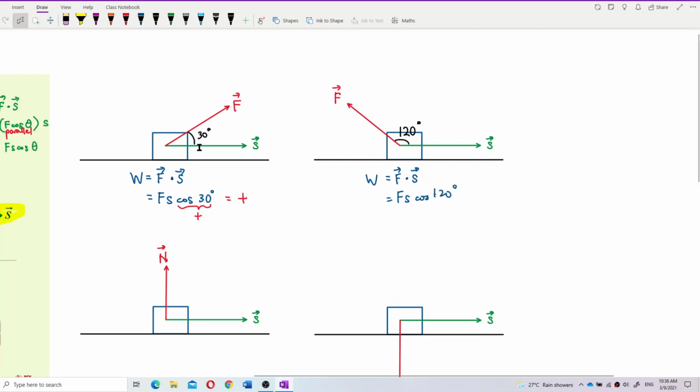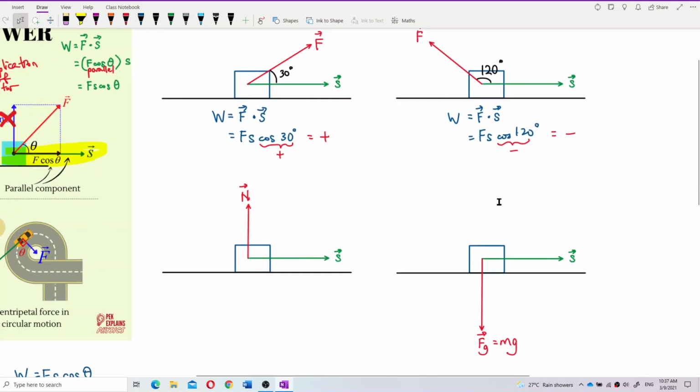So, if the angle is 30 degree, we use cosine 30. If the angle is 120 between force and displacement, then we use cosine 120. Cosine 120, again, the angle is big. If you press calculator, when the angle is more than 90 degree, don't believe me, just use calculator and calculate cosine 120, you get a negative value. That's why your work done also becomes negative. Okay, you get a negative work done. And what does it mean by negative work done? I will explain in the next video.